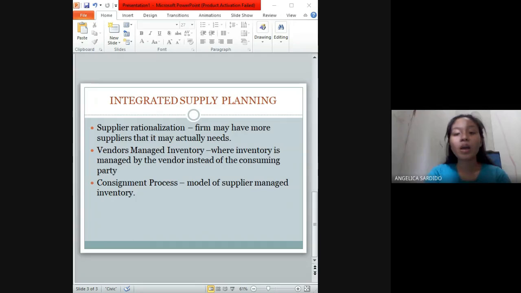Next is vendor managed inventory, where inventory is managed by the vendor instead of the consuming party. It is a business model where the buyer of a product provides information to the vendor of that product, and the vendor takes full responsibility to maintain an agreed inventory of the material. And it is usually at the buyer's consumption location.